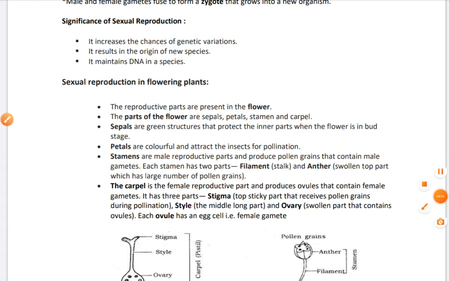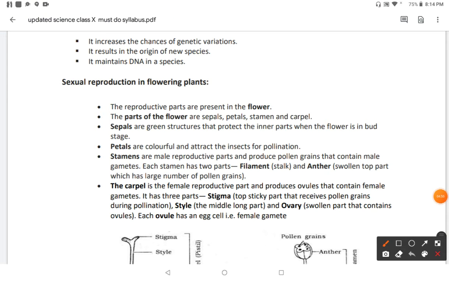What is the significance of sexual reproduction? First, it increases the chances of genetic variations. It results in the origin of new species, and it also maintains DNA in the species.